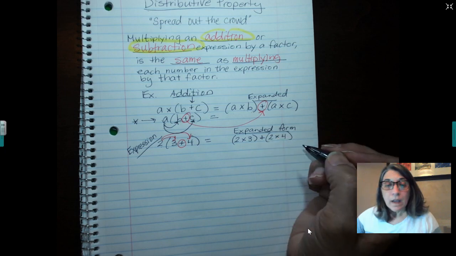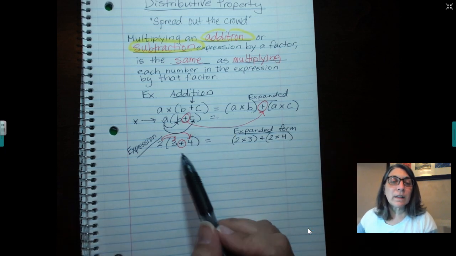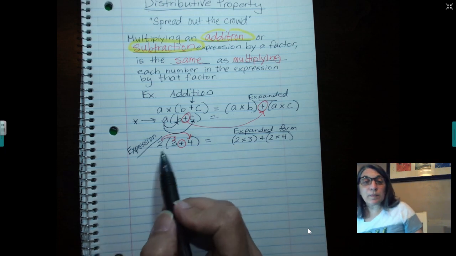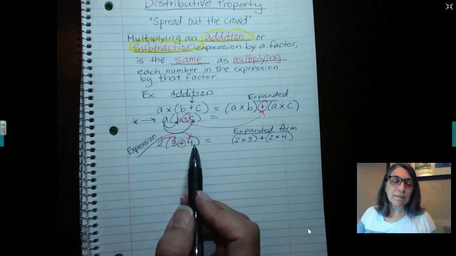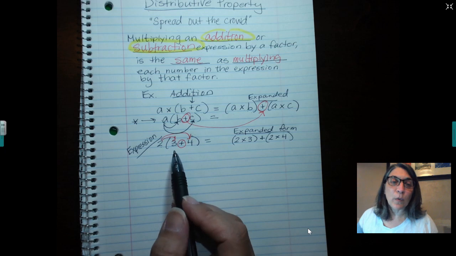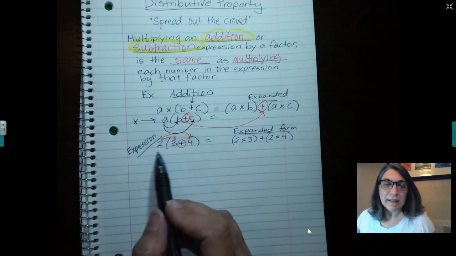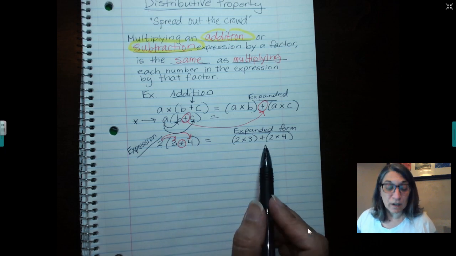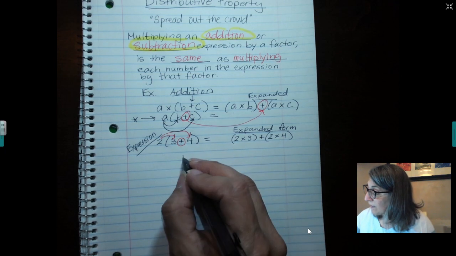Okay. And then, so sometimes these are given in an expression form. That's really not a good word, expression form, but this is the best way I can explain it. And then we take it from this form to expanded form, and then you might be asked to evaluate it.